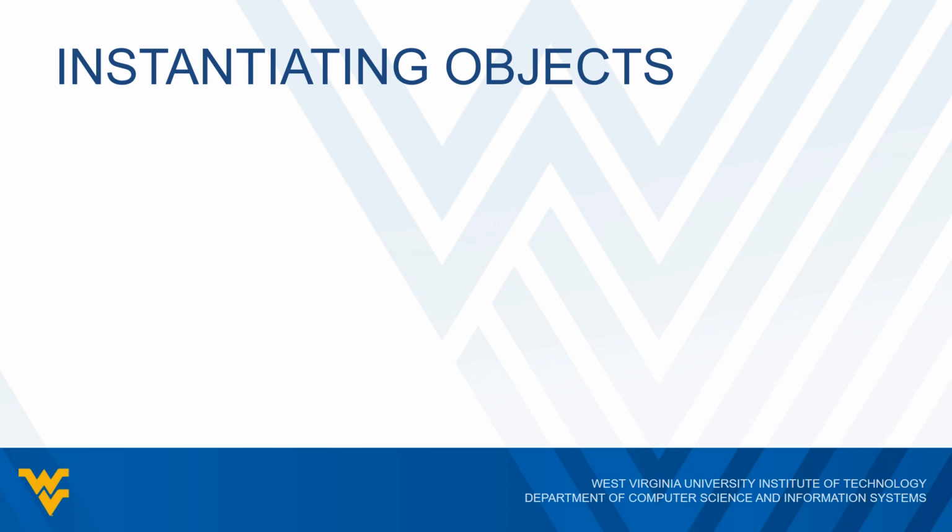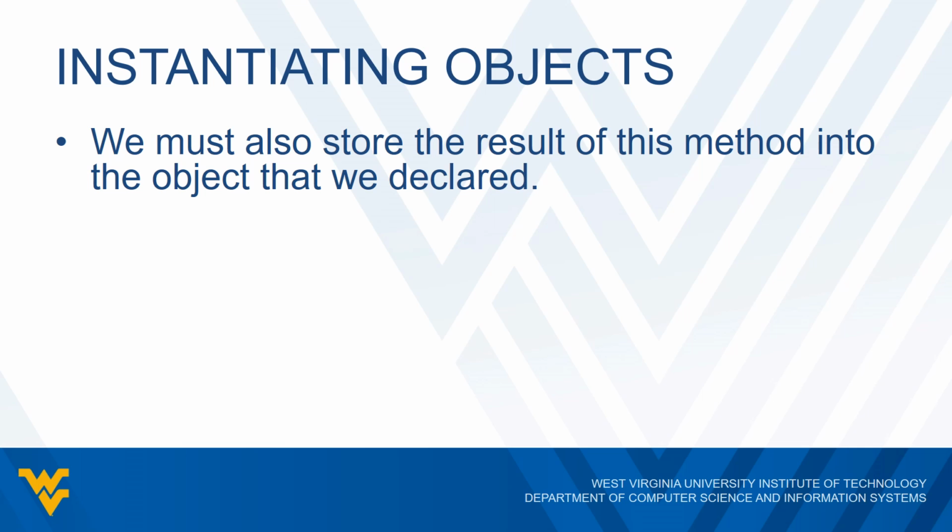Now, calling the constructor is not enough. We have to be able to store the result of the constructor into the object that we've created. So we would have to call the constructor. It's going to pretty much allocate memory for that particular class object or structure object, and then we're going to store that address in the object that we have already declared.